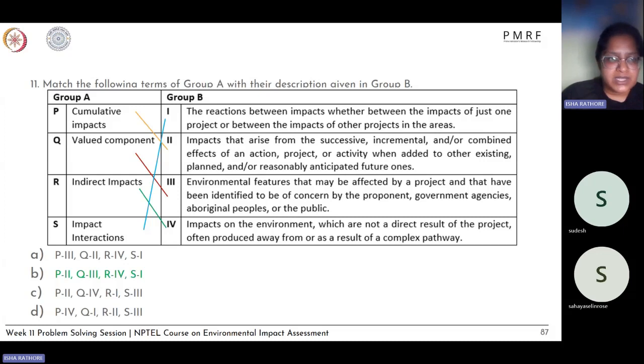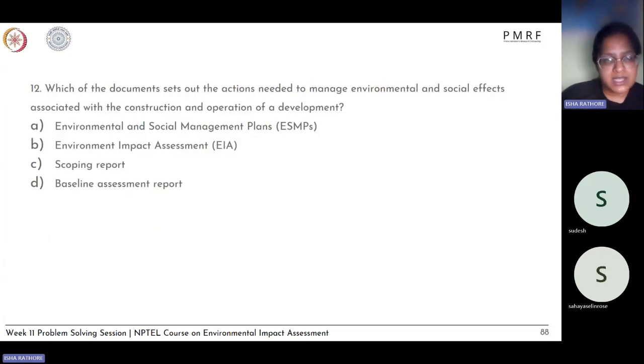Okay, so moving on to the next question. Which of the documents sets out the actions needed to manage environmental and social effects associated with the construction and operation of a development? Is it A, Environmental and Social Management Plans, ESMPs, B, Environmental Impact Assessment, EIA, C, Scoping Reports, and D, Baseline Assessment Report? So we are looking at both environmental and social effects which are associated with the construction and operation of a development. So we have an answer A. So A is the correct answer.